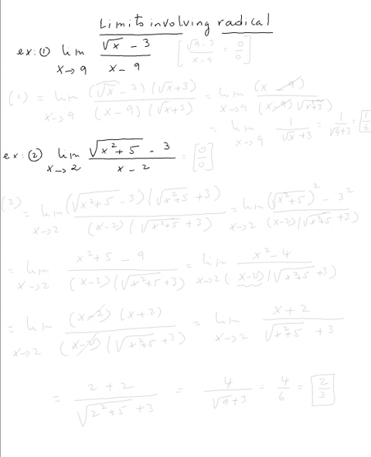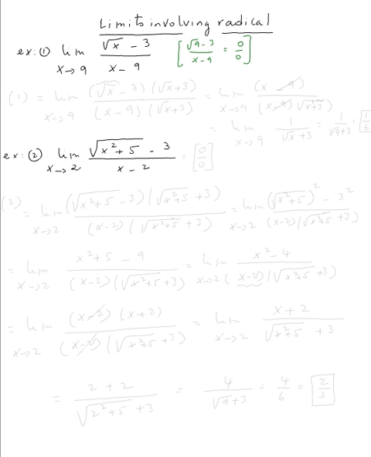In this example, the topic is limits involving radicals. So let's do the first example. We try to do the limit of square root of x minus 3 over x minus 9 as x approaches 9. Like always, first if we plug in 9, we get square root of 9 minus 3 over 9 minus 9, which is 0 over 0.